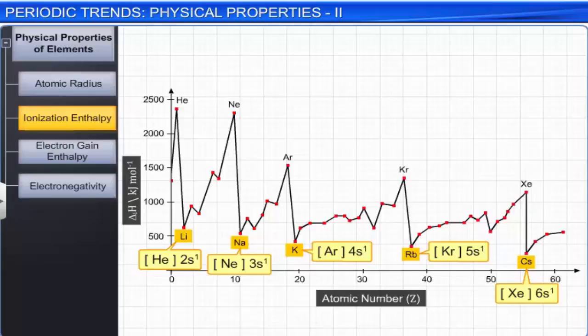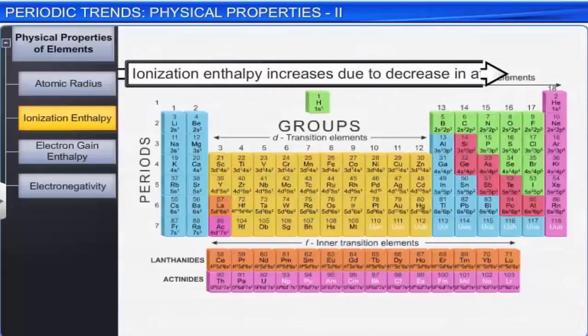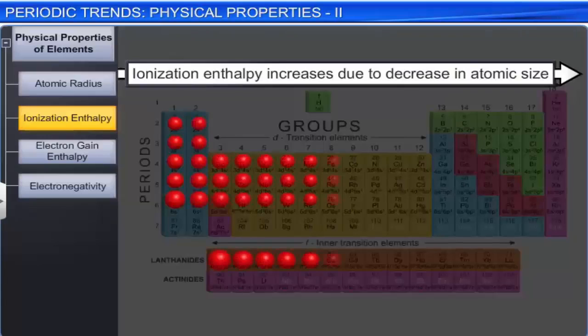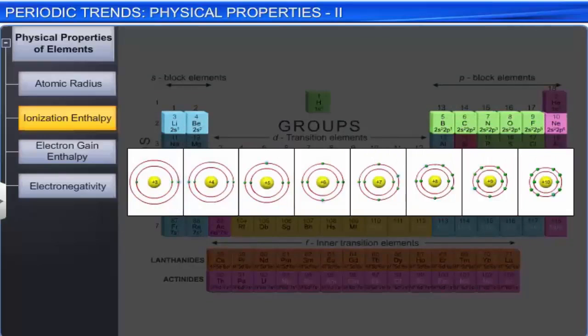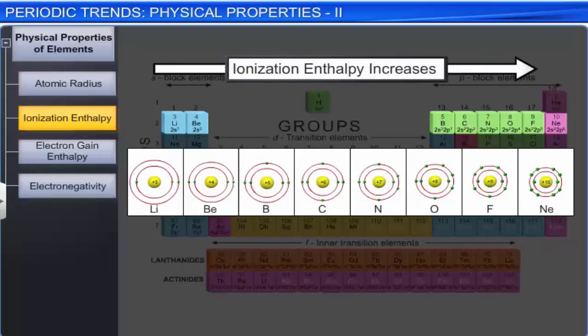The ionization enthalpy generally increases across a period because of the decrease in atomic size. In general, as we move from left to right in a period, successive electrons are added to the same shell. As a result of this, the nuclear charge increases while the shielding effect remains almost the same. Thus, across a period, the increasing nuclear charge outweighs the shielding effect. As a consequence, the outermost electrons are held more tightly, resulting in the decrease in size, and thus increase in ionization enthalpy across the period.